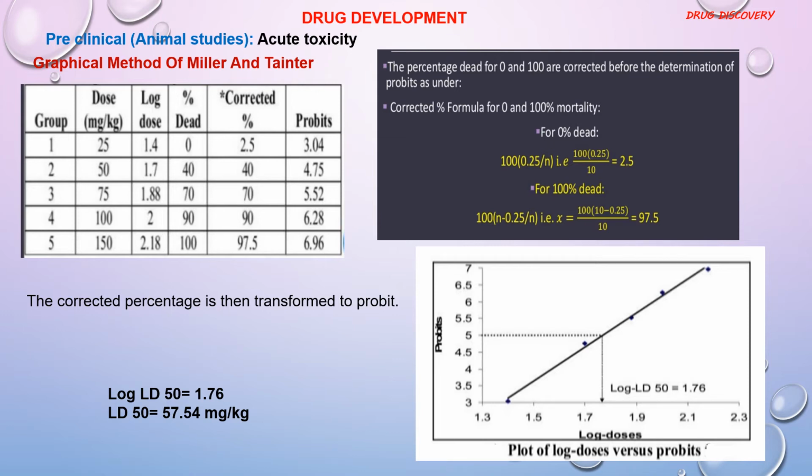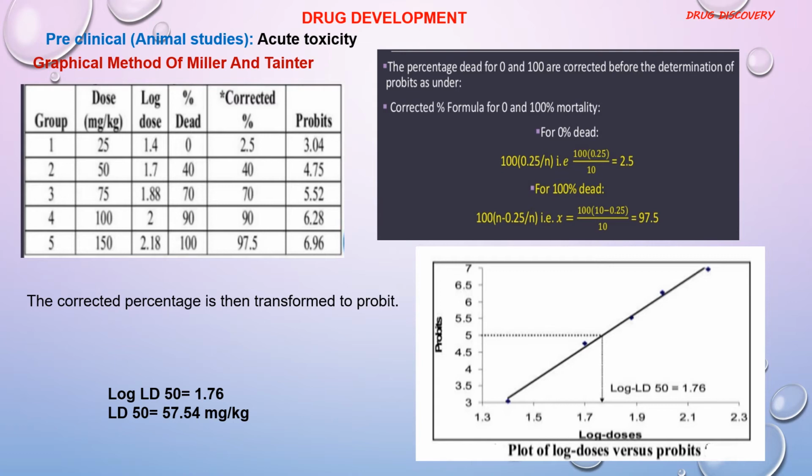Next column, the log of these doses are calculated. Followed by the next column, which shows the percentage of dead in each group after the given dose. Then the corrected percentage is calculated. The percentage of dead for 0 and 100 are corrected as shown in the figure on your right top.